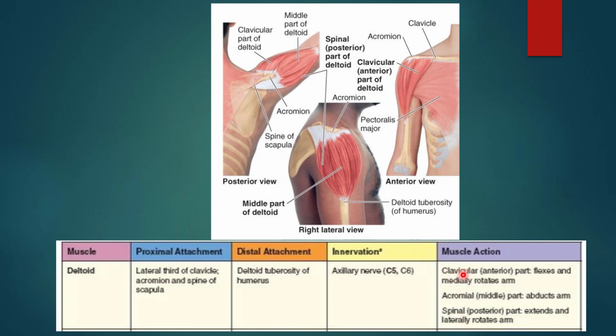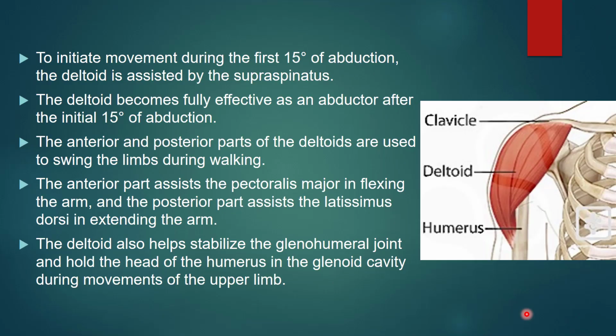There are different functions of all parts of the deltoid. First of all, the anterior part, which originates from the clavicle, flexes and medially rotates the arm. The acromial or middle part abducts the arm, and the spinal or posterior part extends and laterally rotates the arm. So it does flexion and medial rotation, abduction, which is the main function, and extension and lateral rotation of the arm also.